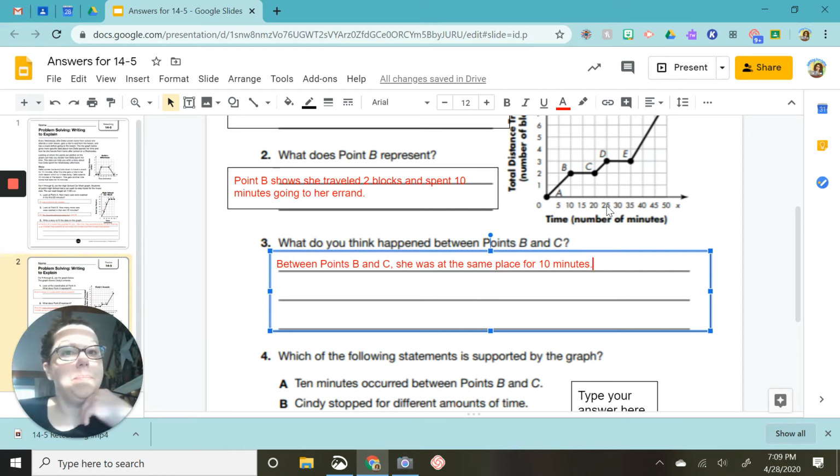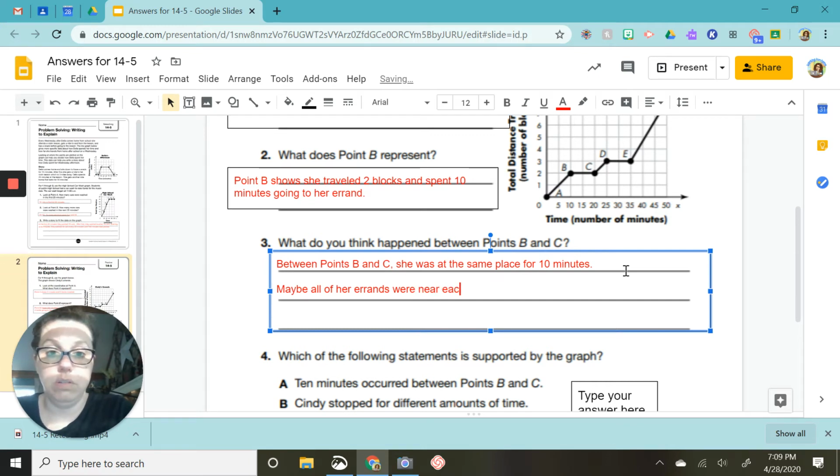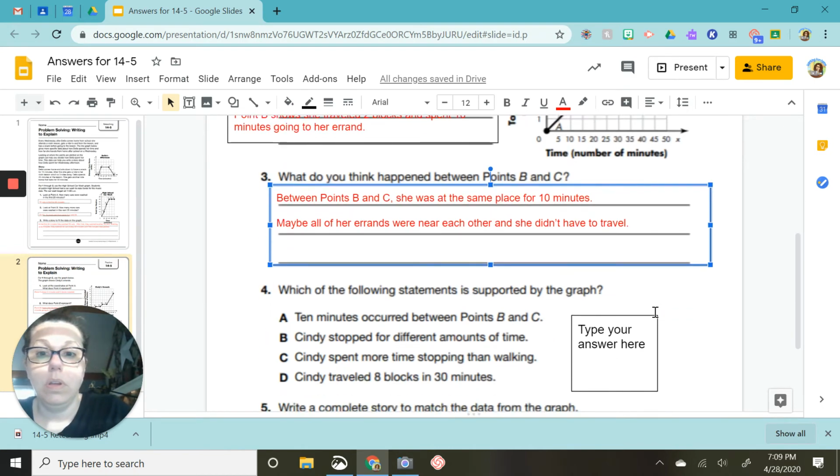Or, you know what, here's another thing, like when I go to Ross, Target's right next to it, maybe all of her errands were in the same block. You know what, I'm going to put that too. Maybe all of her errands were near each other and she didn't have to travel. That's something else because she's not traveling blocks, but maybe she's like going, okay, here I am at Marshall's, and I'm going to go to Target, and then I'm going to go to Ross. That could happen. All right.